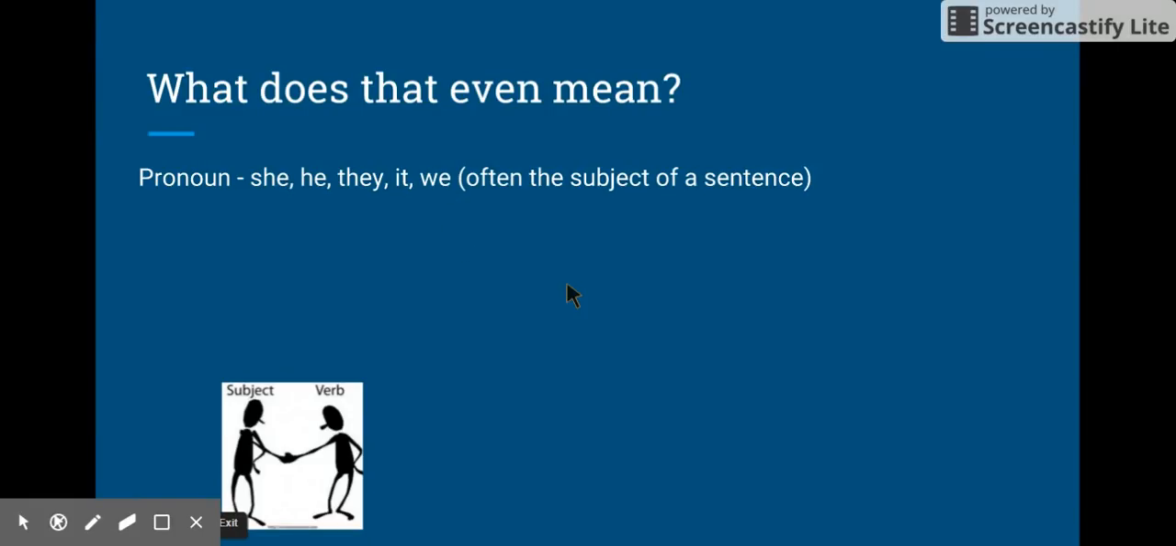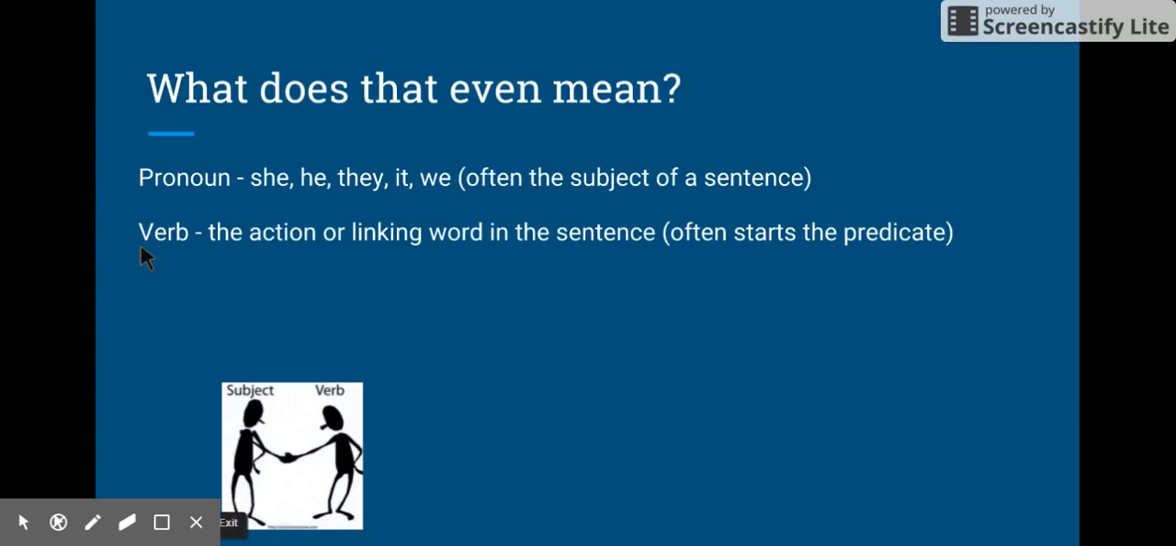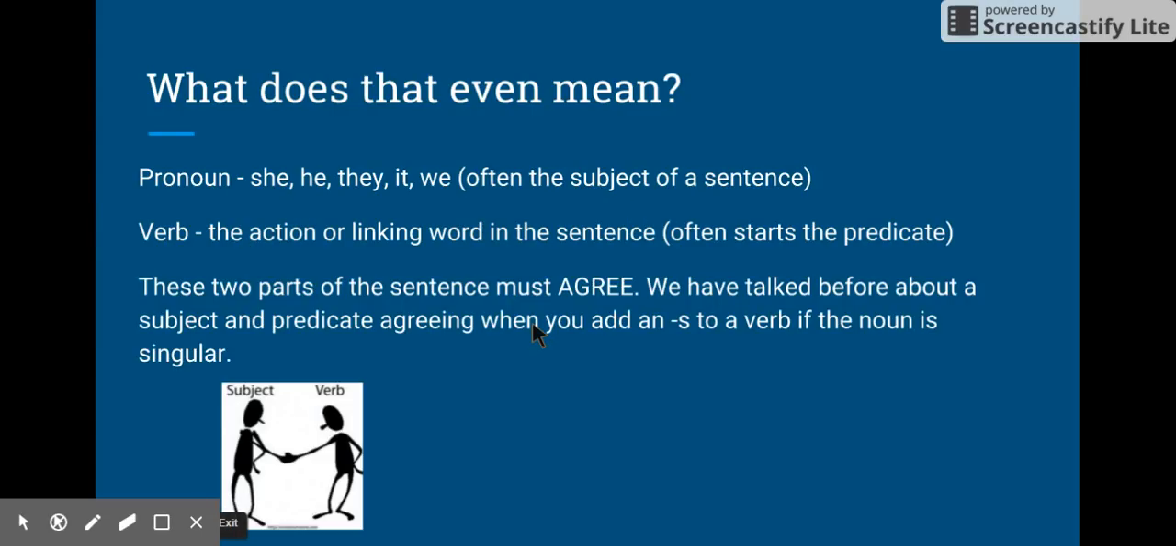A lot of times a pronoun is going to be the subject of the sentence. It's whoever is doing the action or whoever is the main, most important part of the sentence. The verb is the action or the linking word in the sentence, and that's usually what starts the predicate. If you remember from the beginning of the year, our subject is usually in the beginning of the sentence, and our predicate is usually at the end, starting with our action word. So the two parts of the sentence must agree.